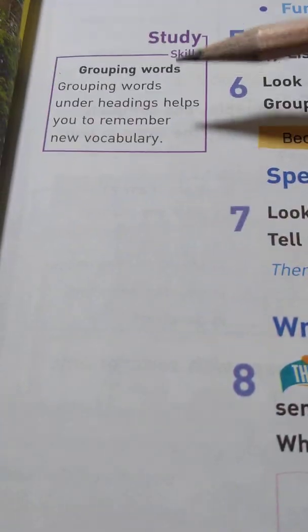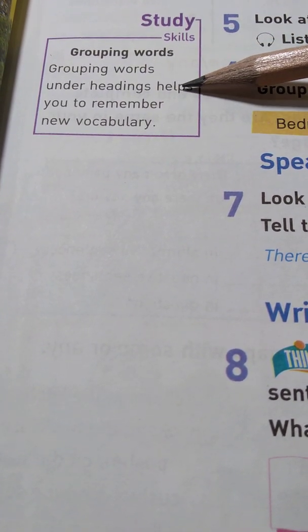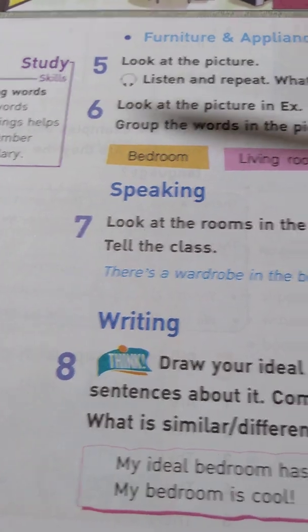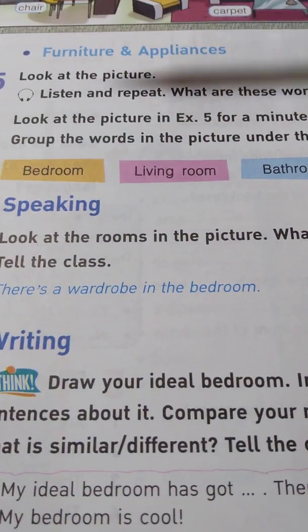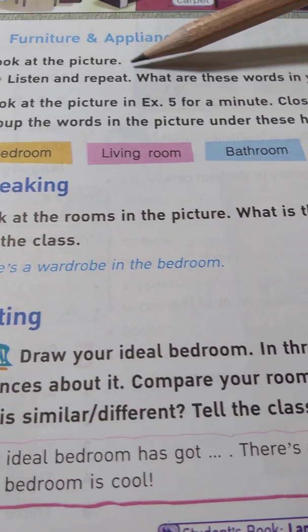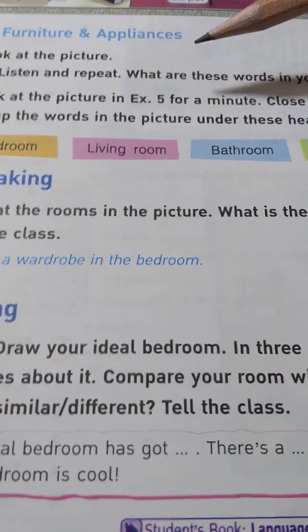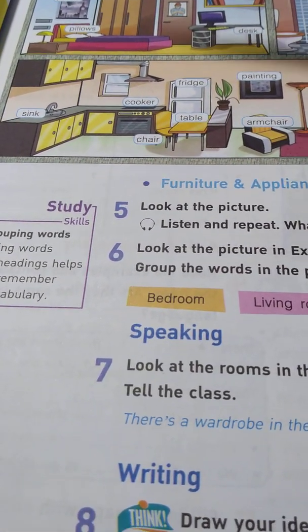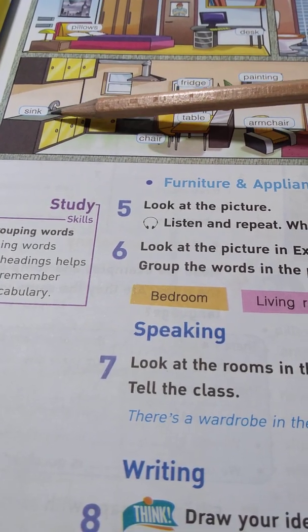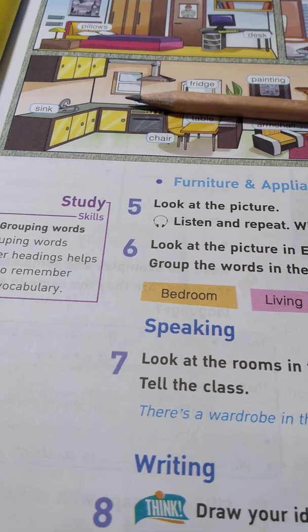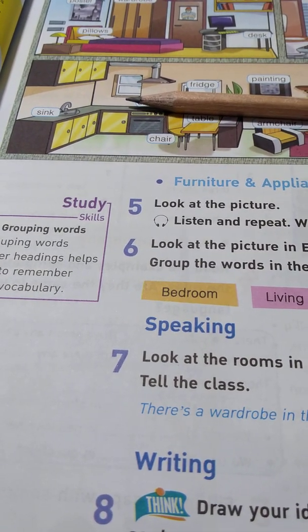All right, let's look at some words here. Grouping words under headings helps you remember new vocabulary. All right, so they're going to give us some words to put together under the heading. And that's true. When you read the first main idea, under the main idea is usually an explanation of the main idea. So look at the picture, listen and repeat. If you have the audio, you can listen and repeat. What are these words in your language? So they want you to translate all of these words into your language. And I'm sure that's good if you don't know. But I know also if you visualize, usually you don't have to translate every word into your own language. You just want to understand what it is, what it does.